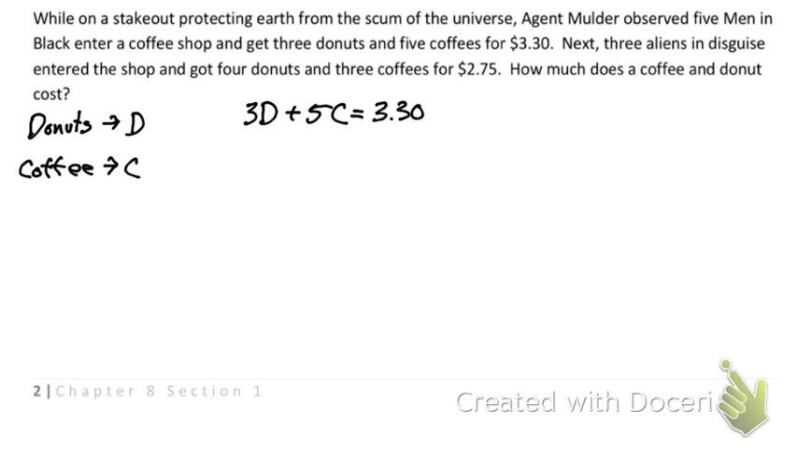The next one is 3 aliens in disguise entered the shop and got 4 donuts and 3 coffees. So we have 4 times D, plus how many coffees do they got? They got 3 coffees, so that'd be 3 times C, and that's going to equal $2.75. Do I really care how many aliens there are? No, I just need to know the cost. All right, so we have 3D plus 5C equals 330, 4D plus 3C equals 275. I'm going to go ahead and let you guys solve it.